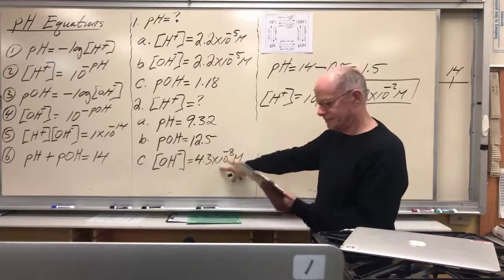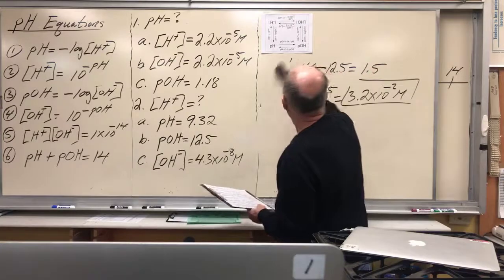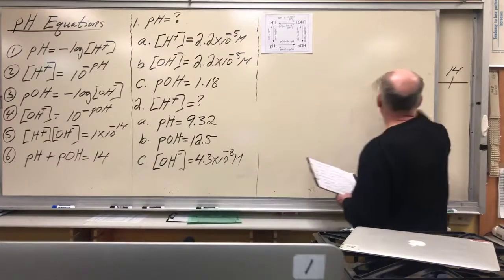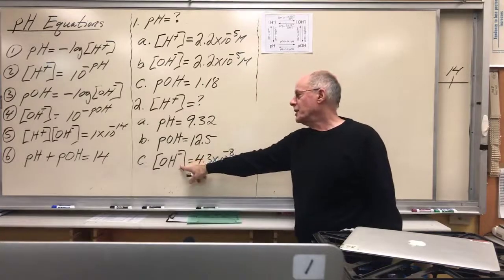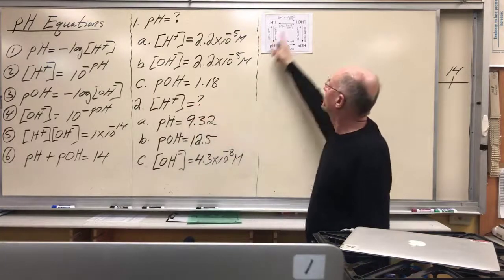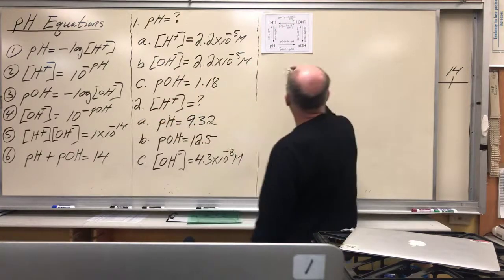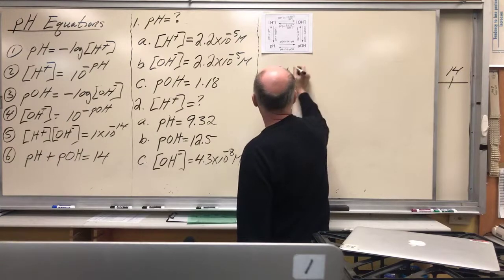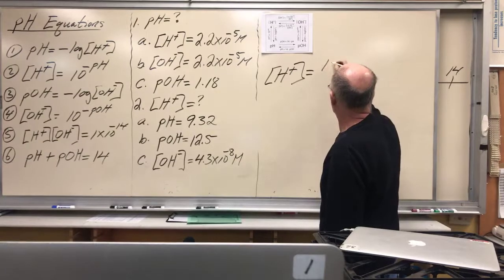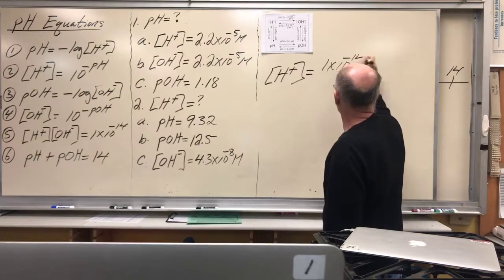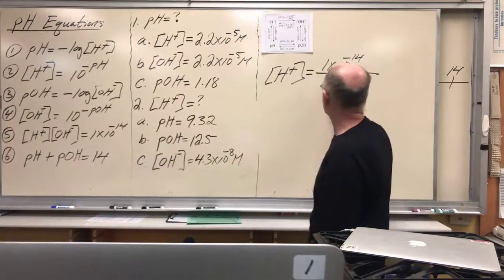Okay, and then the last one, you're given the hydroxide ion concentration, and you want the hydrogen, so that's just this step here. So that's equation number 5. So we'll divide into 10 to the negative 14 the hydroxide ion concentration of 4.3 times 10 to the negative 8.